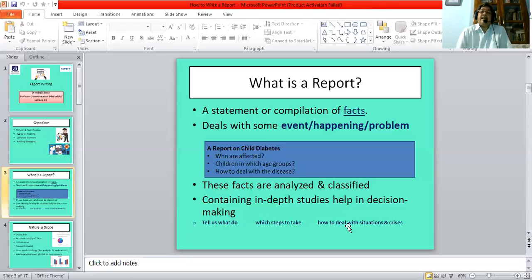So reports tell us what to do, what steps to take, and how to deal with various situations and crises. If we didn't have the reports, we wouldn't know what to do or what steps to take. So they are immensely useful and beneficial for us.